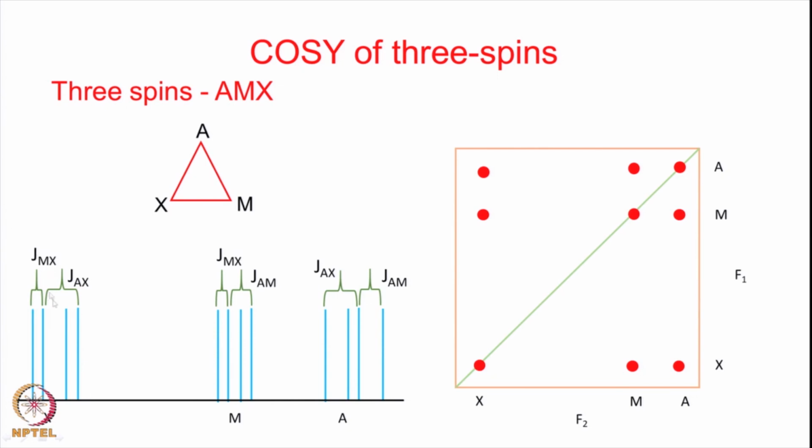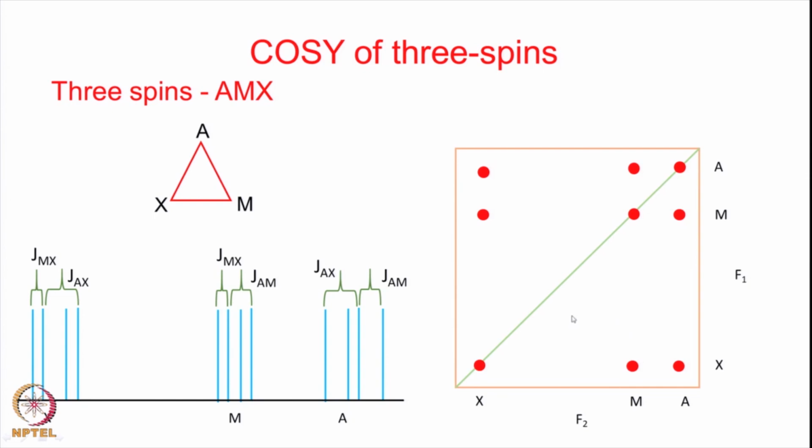So for the X spin, you have the MX coupling here and the AX coupling, which is indicated here, and for the M spin once again the MX coupling, which is the same as that, and then you have the AM coupling, which is here, and for the A spin you have the AX coupling and the AM coupling. So this results in a cross peak structure, or the COSY peak pattern, in this manner. You have the cross peak from A to M, A to X, and then from M to A, M to X, and similarly from X you have to M and A.